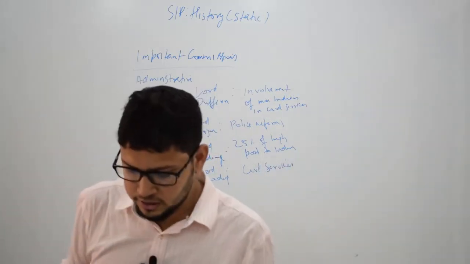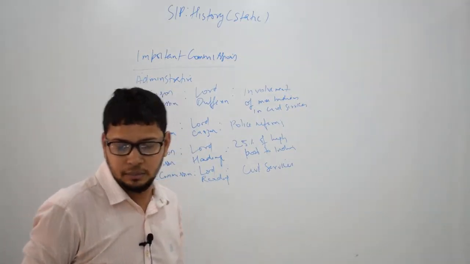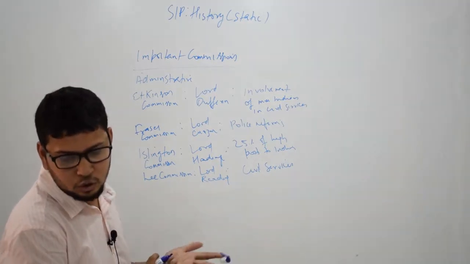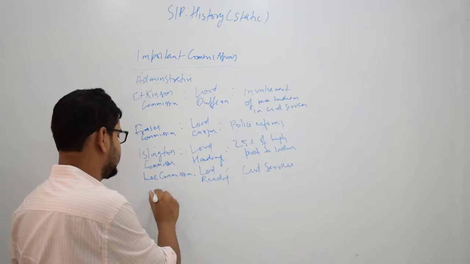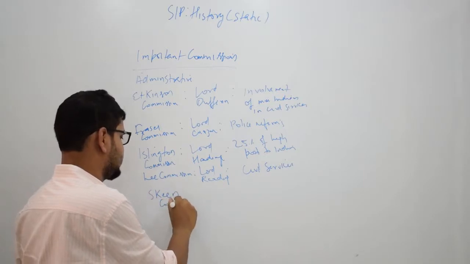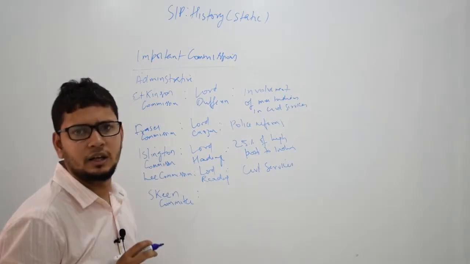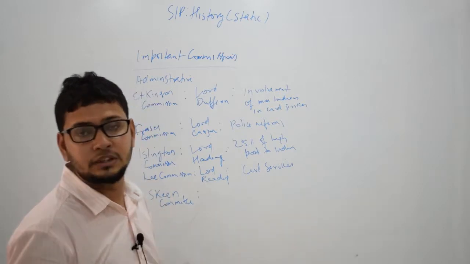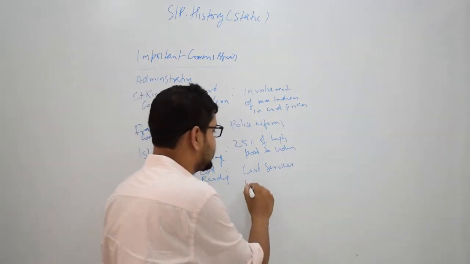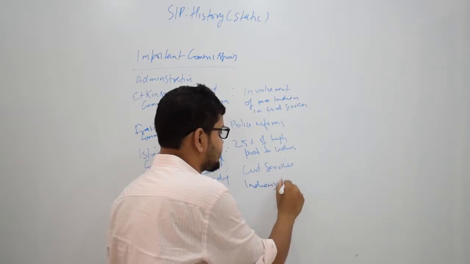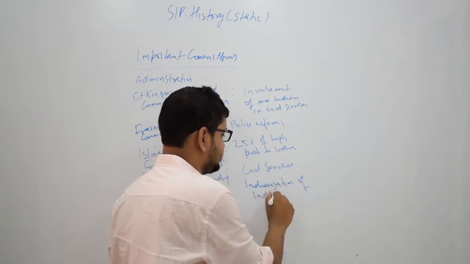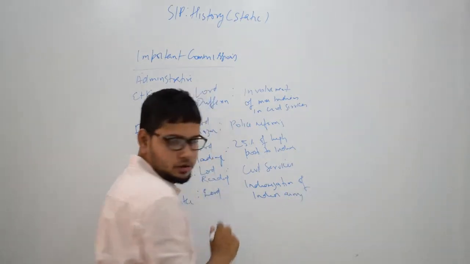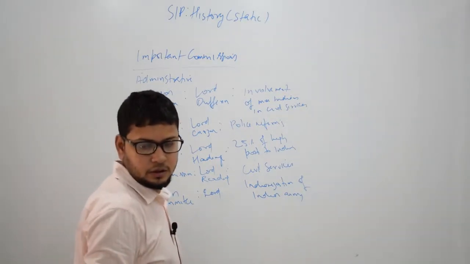Next we have the Sandhurst Commission or Sandhurst Committee, also known as Skene Committee. Motilal Nehru was a member of this committee, and it suggested measures which should be taken for Indianization of the Indian Army. This was established under Lord Reading.